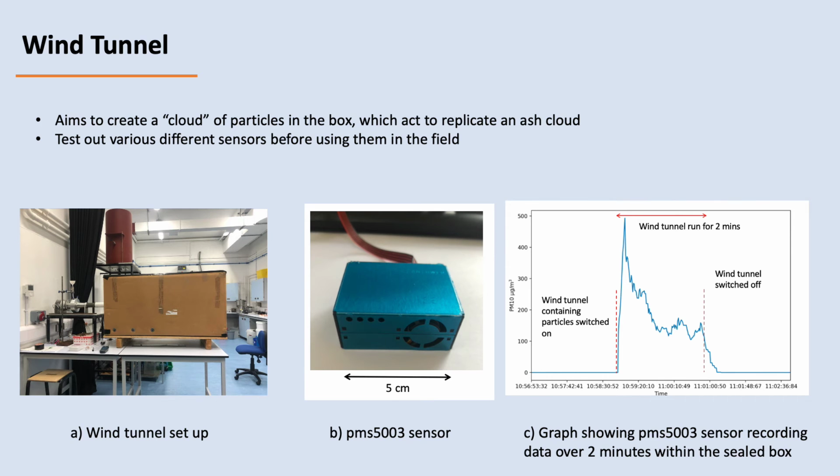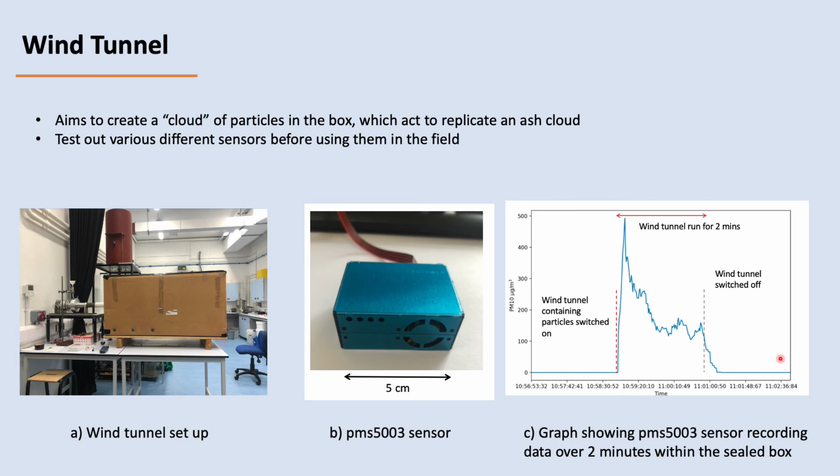So the wind tunnel experiments so far have involved using a PMS 5003 sensor running via a Raspberry Pi within a sealed box where a cloud of particles is generated. The Raspberry Pi records and saves data along with plotting it in real time. This graph shows PM10 readings from the sensor when it was run for 2 minutes with Ballotini particles, with the sensor also recording 2 minutes before and 2 minutes after.